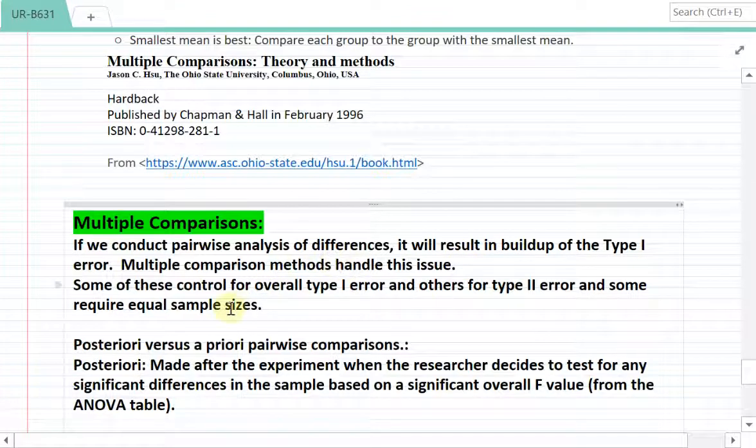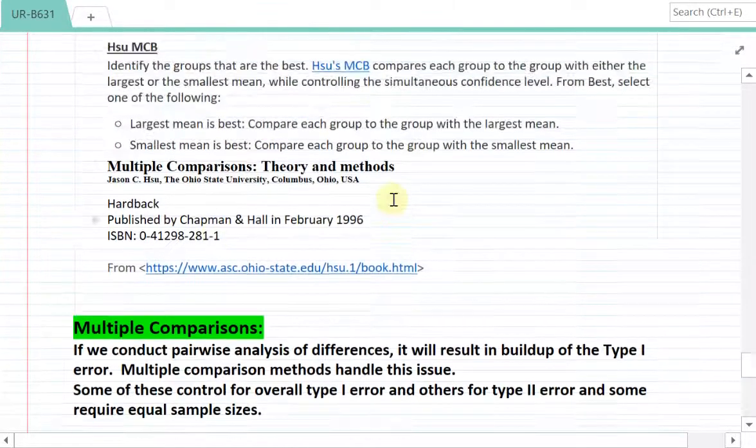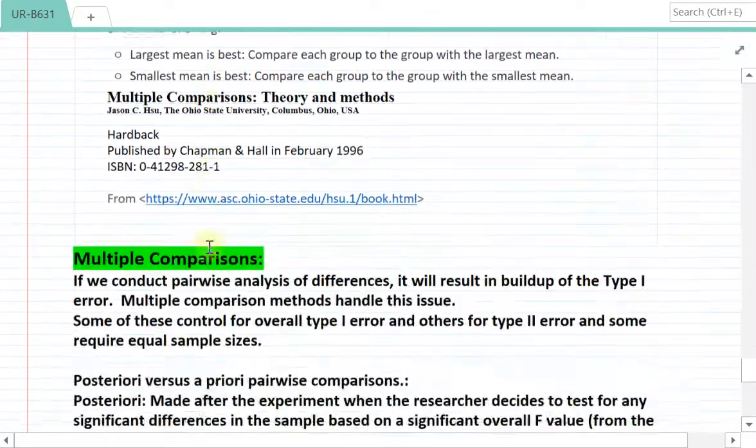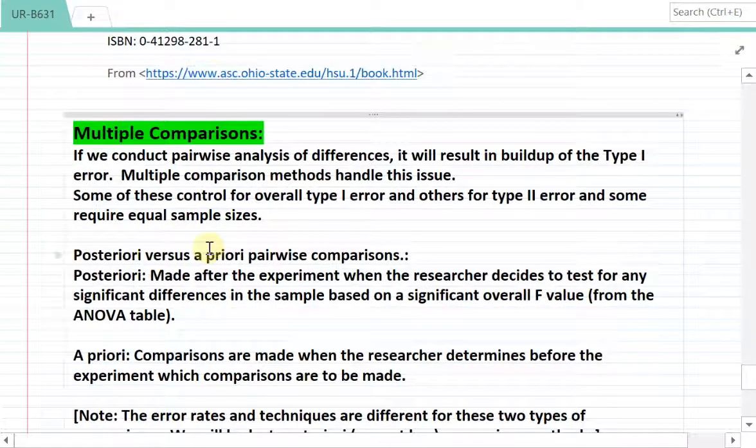Now, there are more multiple comparison methods than what we have up here. These are not the only ones; there's a dozen or so of them. Some of these methods control the overall type 1 error, such as Tukey's, and others control type 2 error, which none of them on that list do, and some require equal sample size, like Tukey's HSD. So we just have to be careful which one we use.